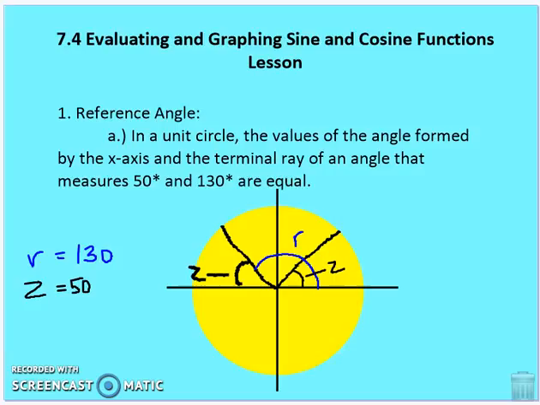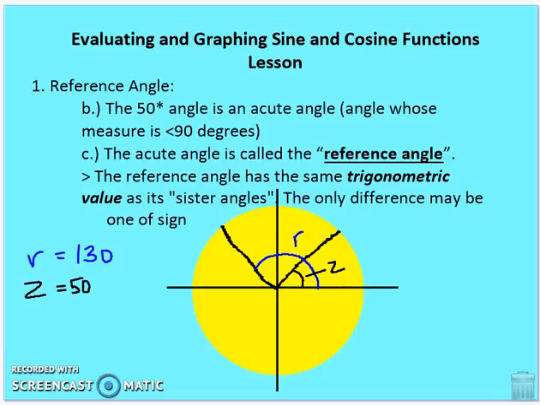So in a unit circle, the values of the angles formed by the x-axis and the terminal ray of an angle that measure 50 degrees and 130 degrees are equal. The 50-degree angle is an acute angle. It's an angle whose measure is less than 90 degrees, and it's in the first quadrant. So we're going to call that our reference angle. The reference angle has the same trig value as its other sister angles, for example, the measure of 130 degrees. The only difference might be one of sign, so positive or minus.